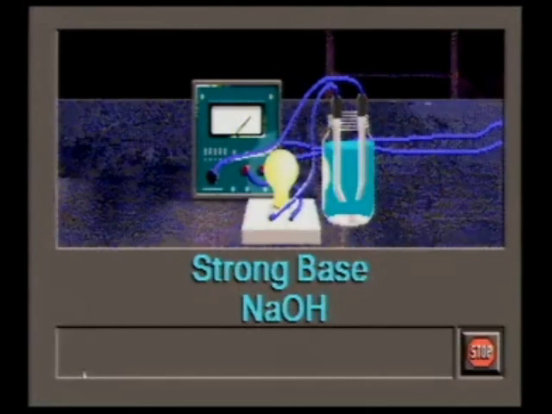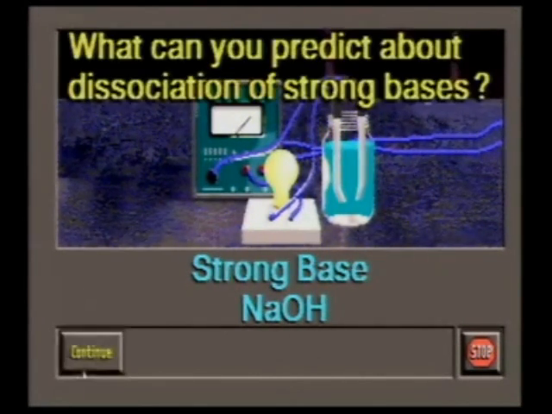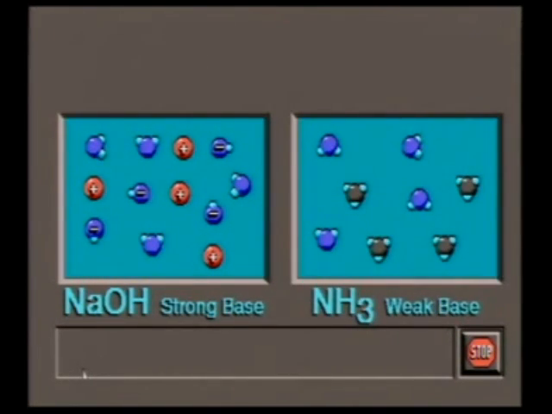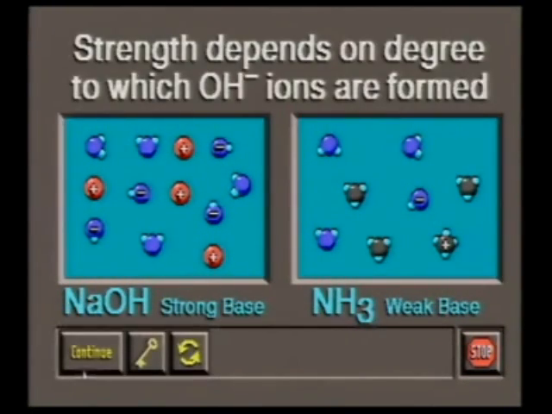Strong bases are also strong electrolytes. Strong bases dissociate completely, forming many ions. Weak bases form few ions. The strength of the base is determined by the number of hydroxide ions formed in solution.